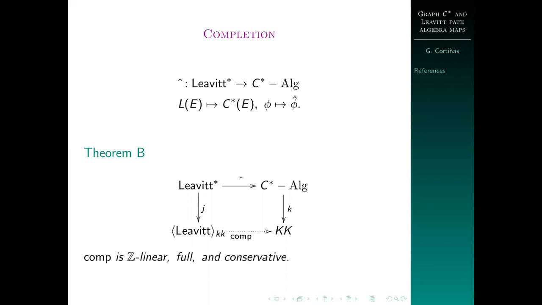And finally, and remarkably, it is conservative, which means that if you have a little kk class between Leavitt path algebras, say Xi, and comp of Xi is an isomorphism in big kk, then Xi was already an isomorphism in little kk.